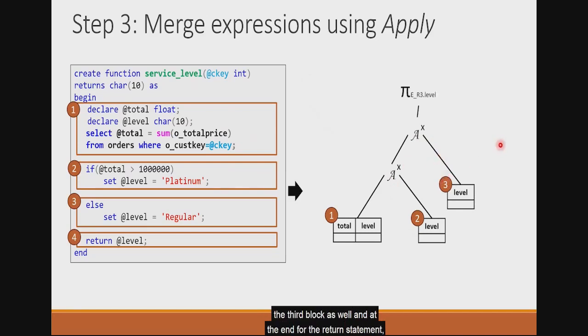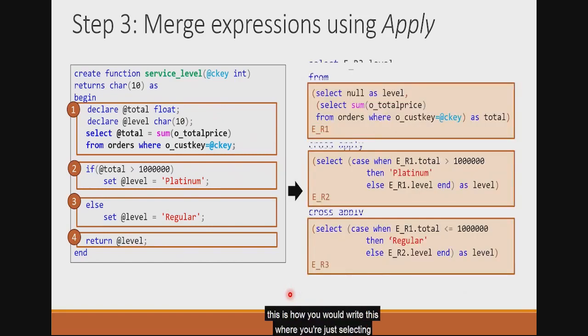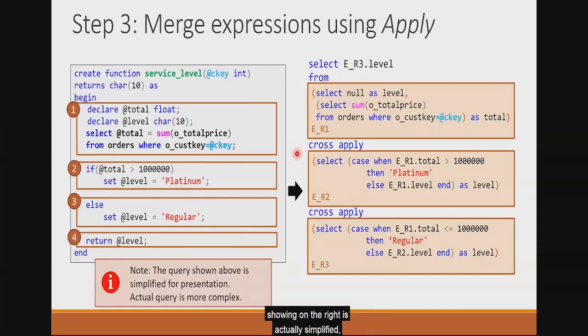And at the end, for the return statement, we just put a projection operation, which projects out the corresponding column, which is level in this case. In algebraic form, this is how you would write this. And in an SQL form, this is how you would write this, where you're just selecting the final column from region 1, cross apply region 2, cross apply region 3. So this is now one single SQL query, which is equivalent to this imperative program. So now we have essentially translated this imperative form on the left to the declarative SQL form on the right. Note that this query that I'm showing on the right is actually simplified.